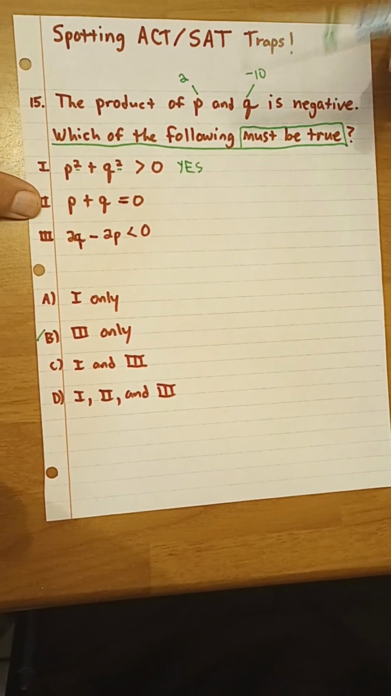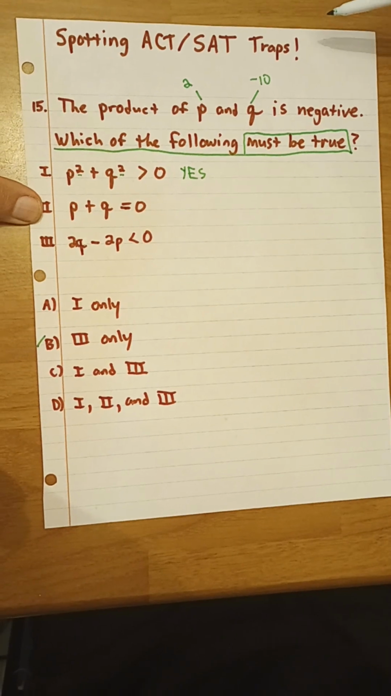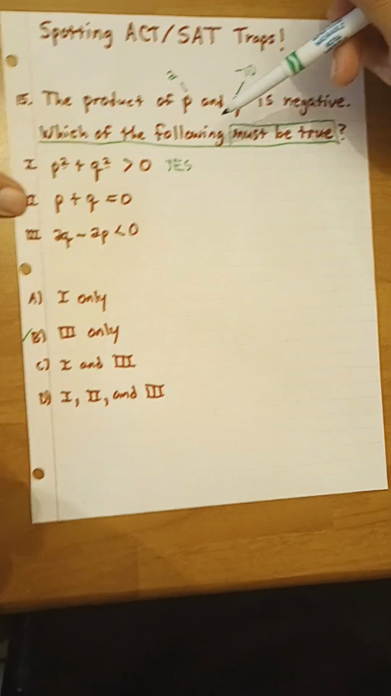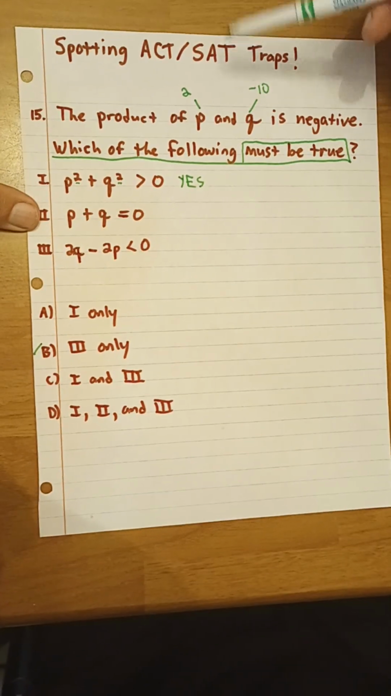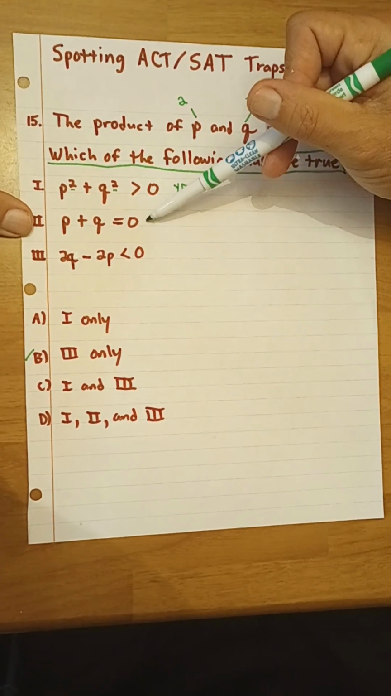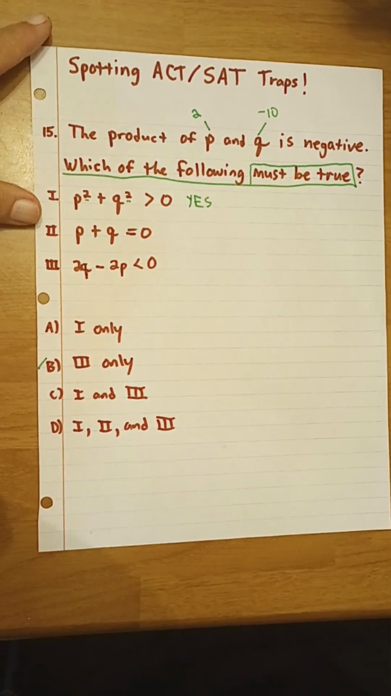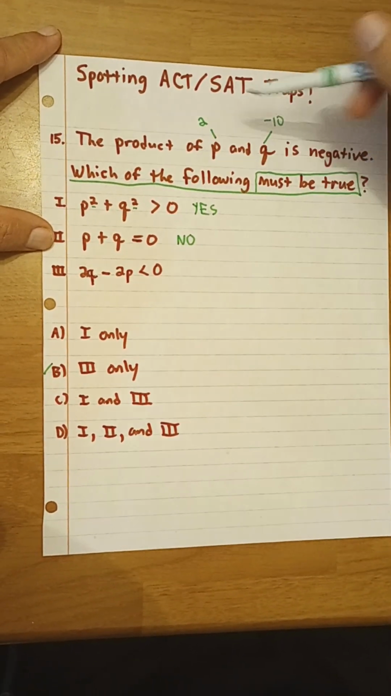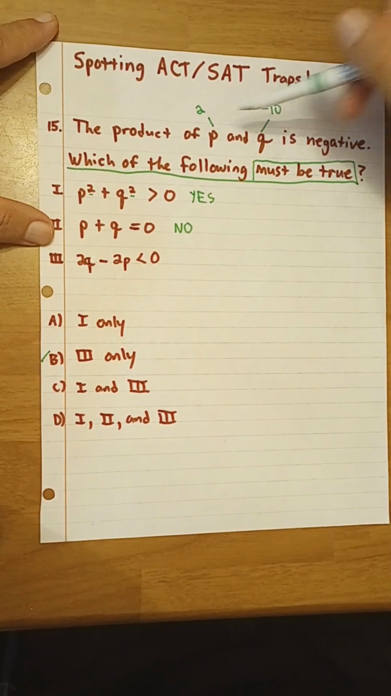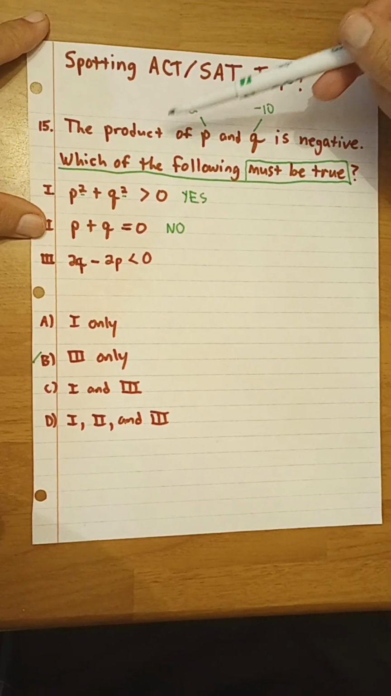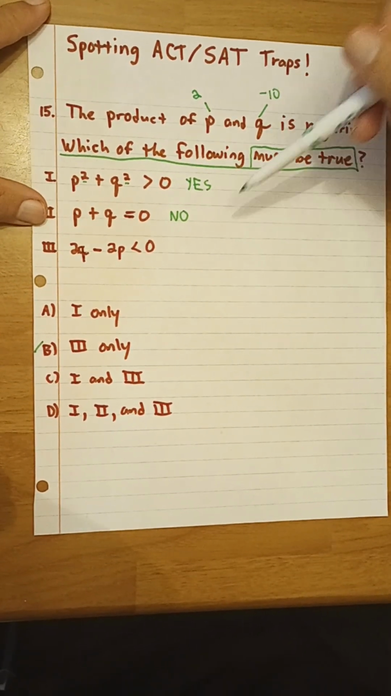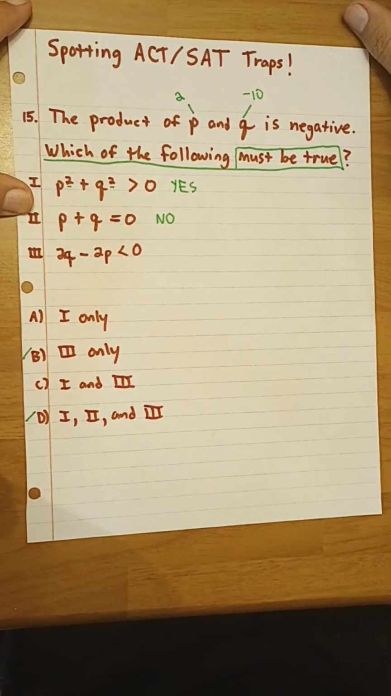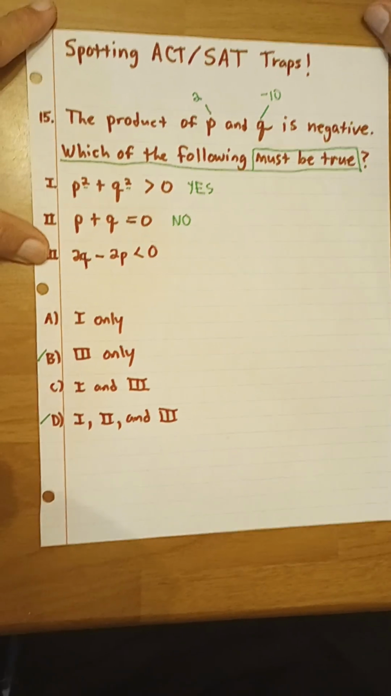Now 2 must not be true all the time because, again, if we have 2 and negative 10 and we add those, clearly they do not add up to 0. Now here, if we had chosen 2 and negative 2, that would be true, but again, it doesn't have to be true. So 2 is a no, and that's exactly why we should not pick a 2 and a negative 2 or a 10 and a negative 10. Pick different numbers here. Again, we do need to make sure the product is negative. So now let's take a look here. We're going to eliminate answer D because that has a 2 in it. So now we just need to see if 3 must be true.